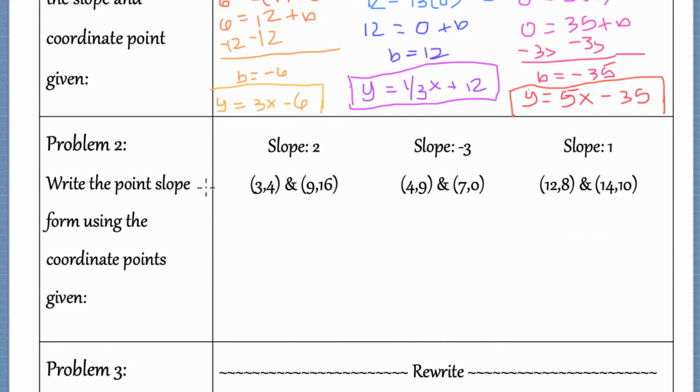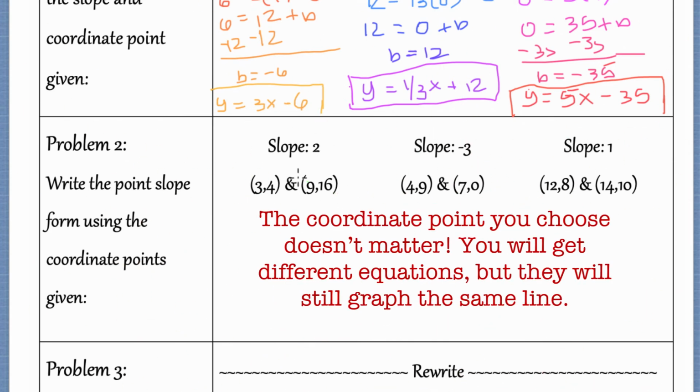So we're on problem number 2, and you can see for each one we've been given a slope and 2 coordinate points. So for each one you can see that they've given us a slope, and for each one they've given us 2 coordinate points that fall on that same line. So remember, for point-slope form we only need 1 coordinate point and the slope. So we can actually choose which coordinate point we want to use to write the equation.